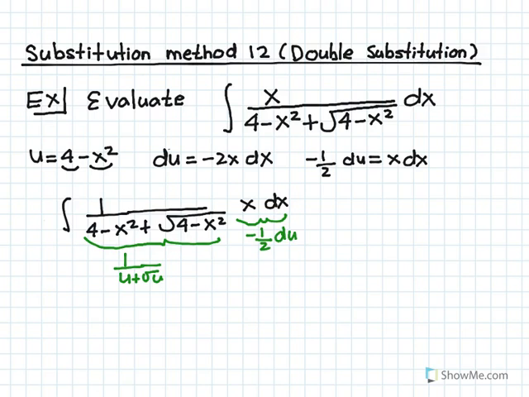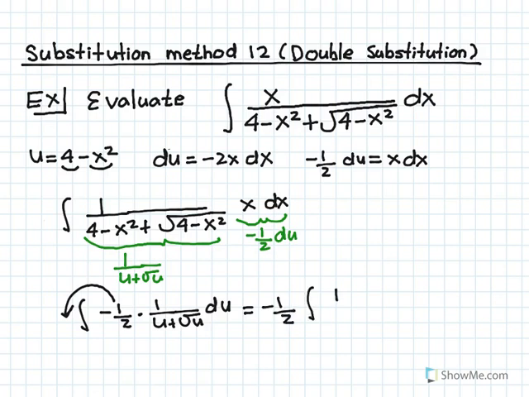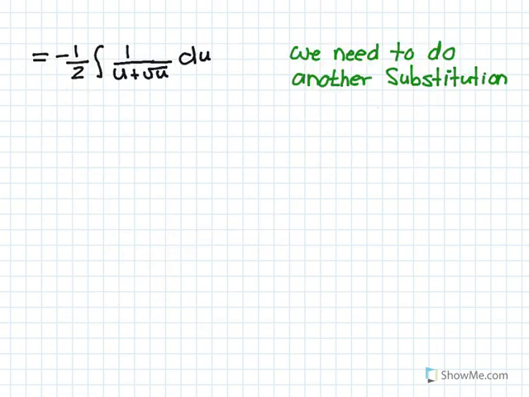We can now get everything in terms of u. So we have the integral of negative 1/2 times 1 over u plus root u du. Negative 1/2 is a constant, so it passes through the integral. We get negative 1/2 times the integral of 1 over u plus root u. We're going to need to do another substitution.